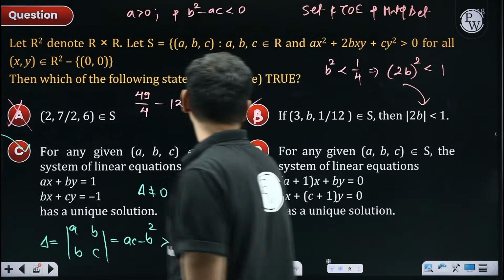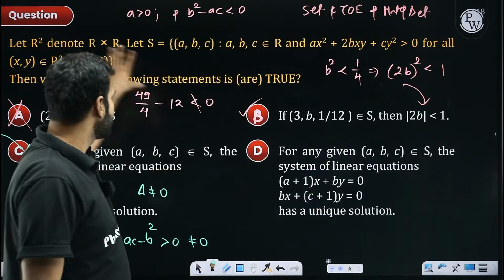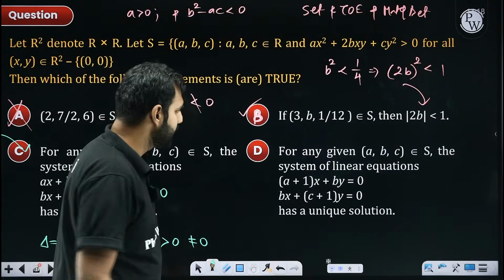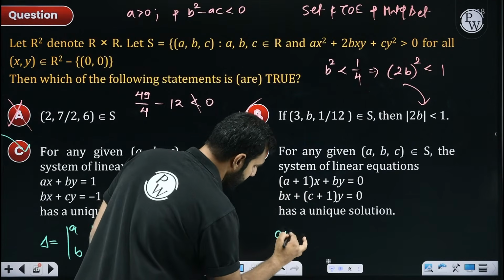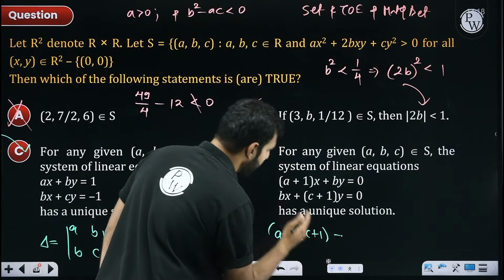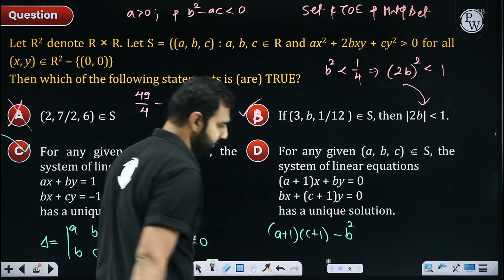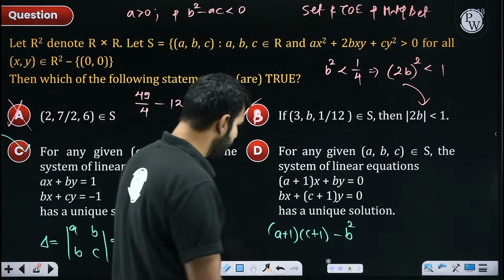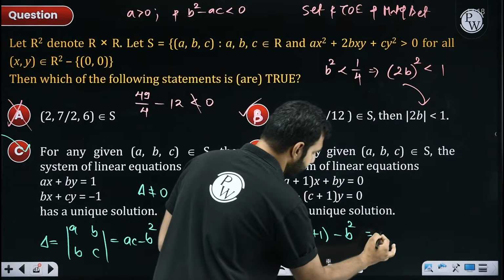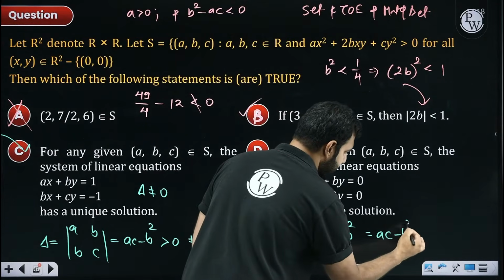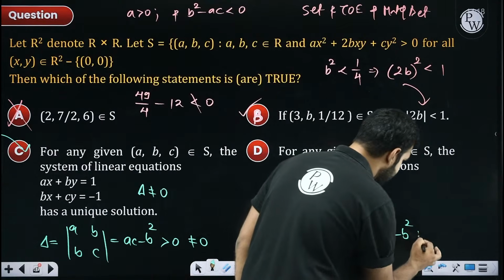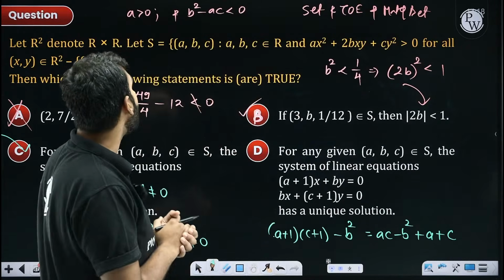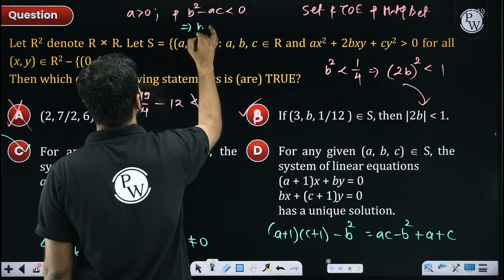Now can we talk about option D? Focus on option D now. For any given triplet ABC which belongs to this set S, the system of linear equations has a unique solution. So again, delta I'll find. Delta means what? A plus 1 into C plus 1 minus B into B, that is B square. This is what I need to work upon. Now this when simplified gives you what? This gives you AC, this minus B square I'm clubbing with this. Then you have A plus C, then you have plus A and plus C. This is what I'm trying to work upon. Pay attention to this part. I am told that B square is less than AC.